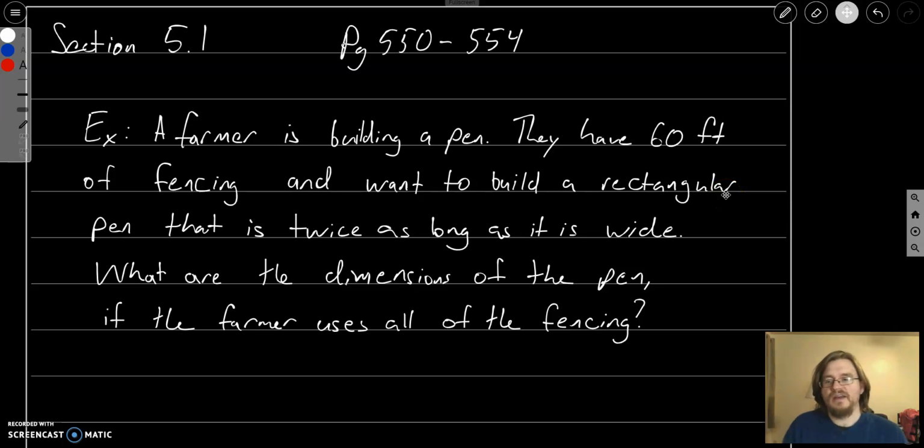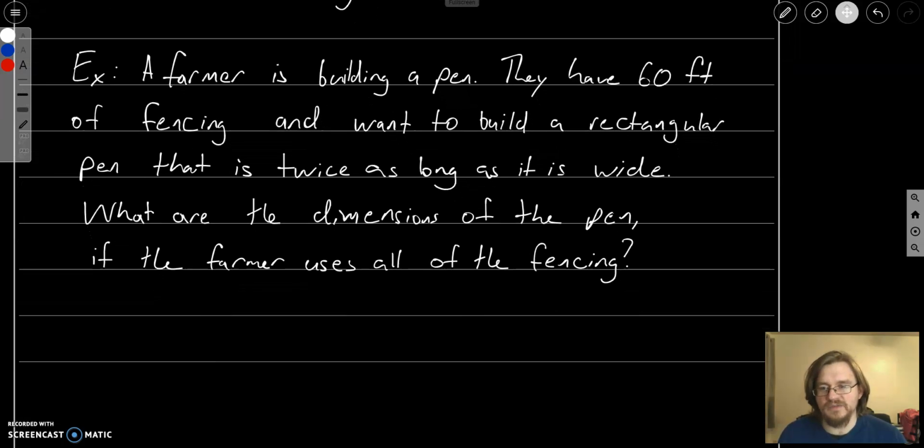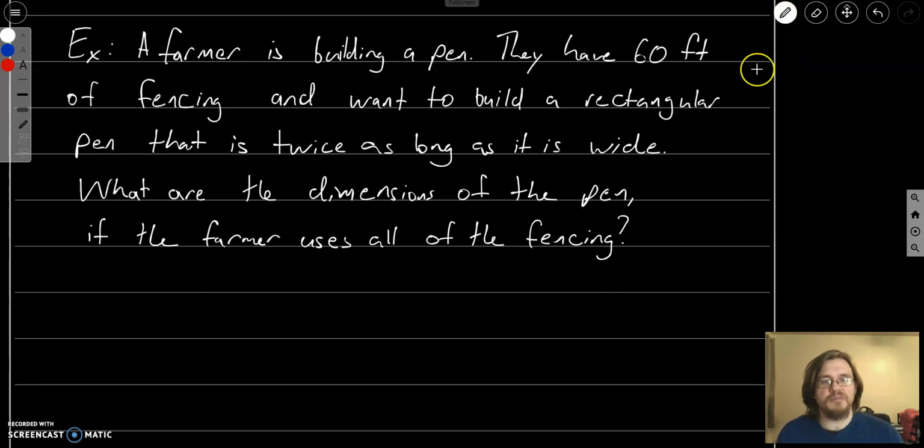Hello and welcome back. I just want to go through a quick example of a system of equations and how we could use this in an application. So in this example, a farmer is going to build a pen, and they've got 60 feet of fencing, and they want to build a rectangular pen that is twice as long as it is wide. So the question is, what are the dimensions of the pen, provided the farmer is going to use all of the fencing, so we'll use all 60 feet.